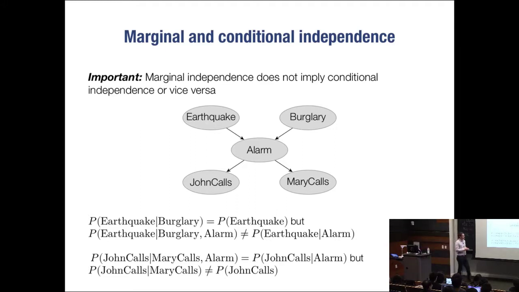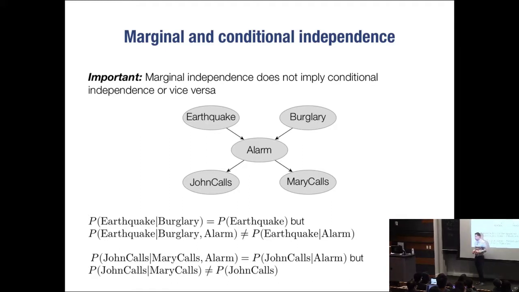Okay, but let's look at the other one too. So, John calling and Mary calling. Those events are not independent, right? Because they're correlated. If John calls, there's a good chance the alarm went off. Therefore, there's a good chance that Mary's going to call too. But they are conditionally independent given the alarm. So in this case, this is sort of the opposite case. Here, the probability that John calls, given Mary's calling and the alarm, is equal to the probability that John calls given the alarm.